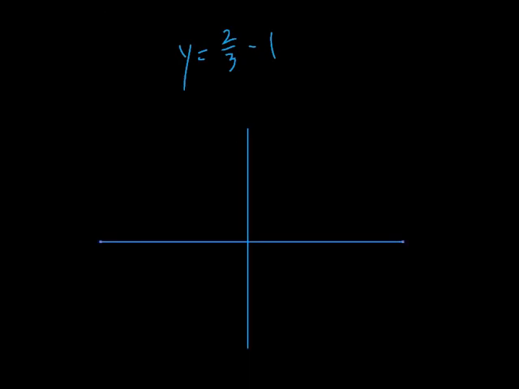The bell's going to ring any second, but let's do one real quick. What if I had like this, 2/3 x minus 1? What if I asked you to graph this? Start at the negative 1. That's good.